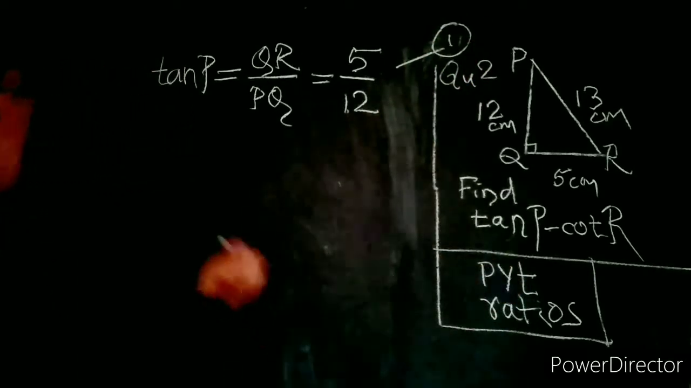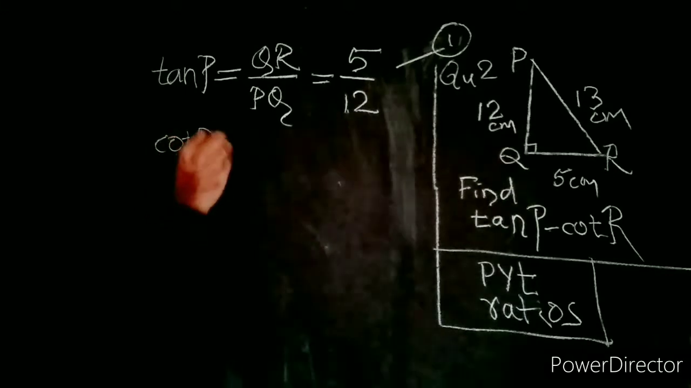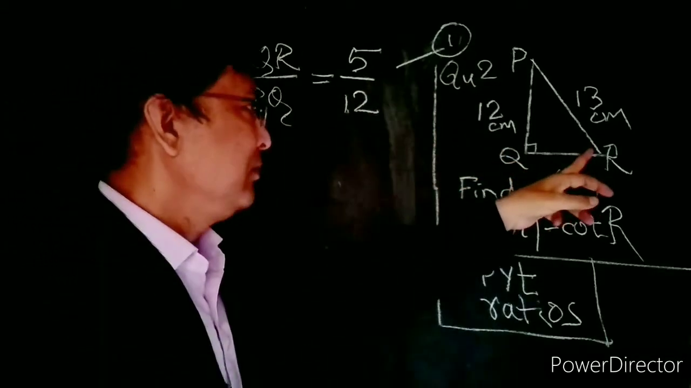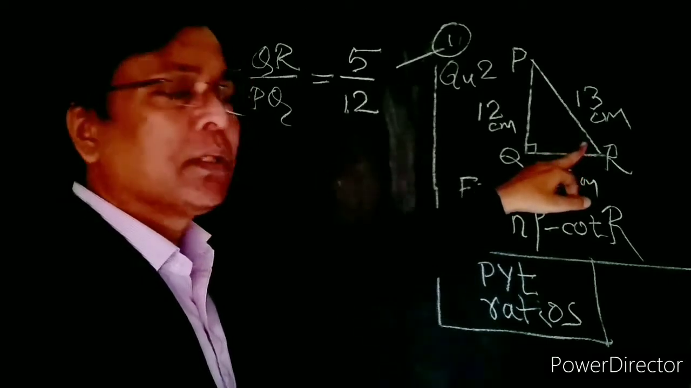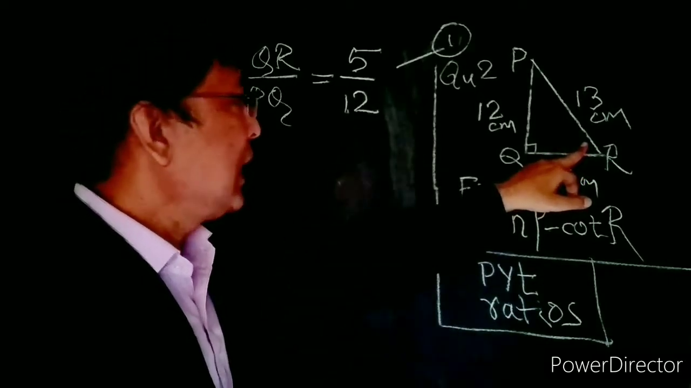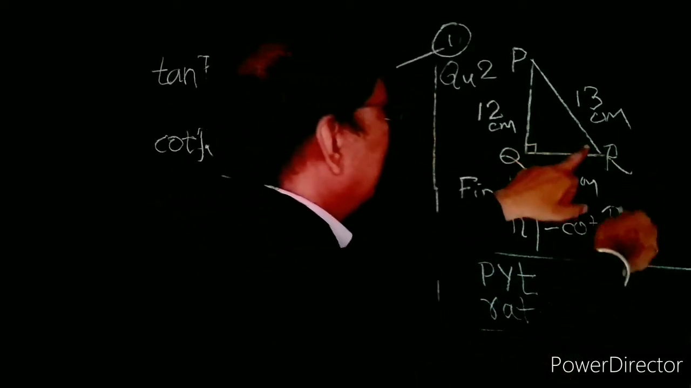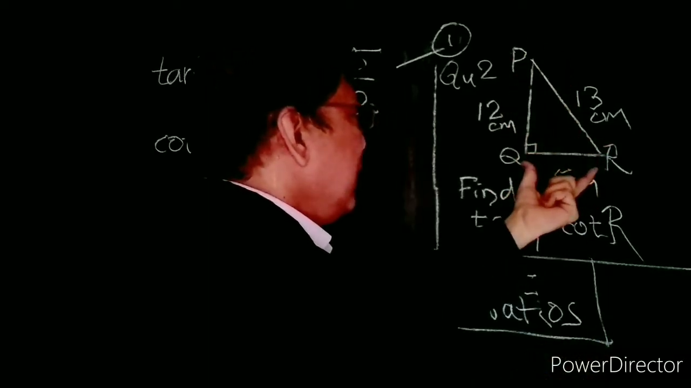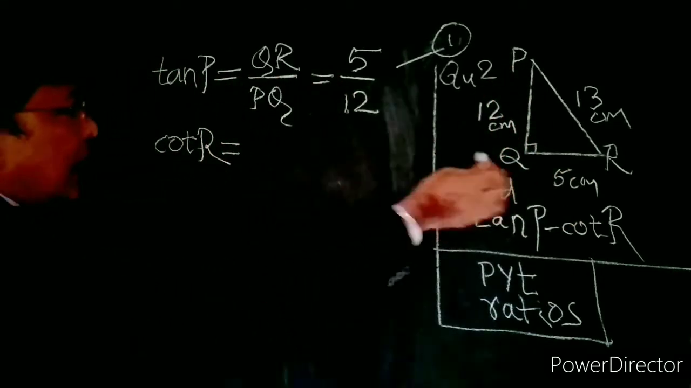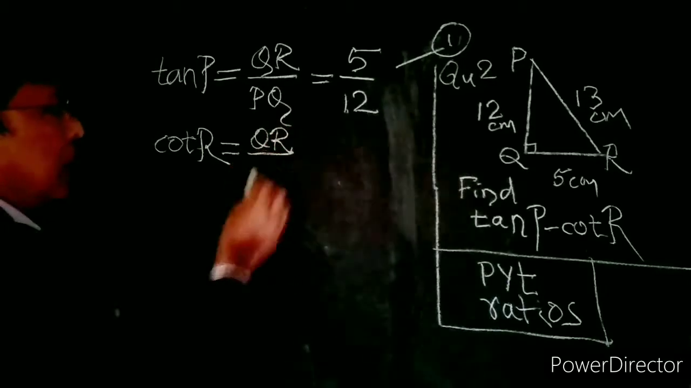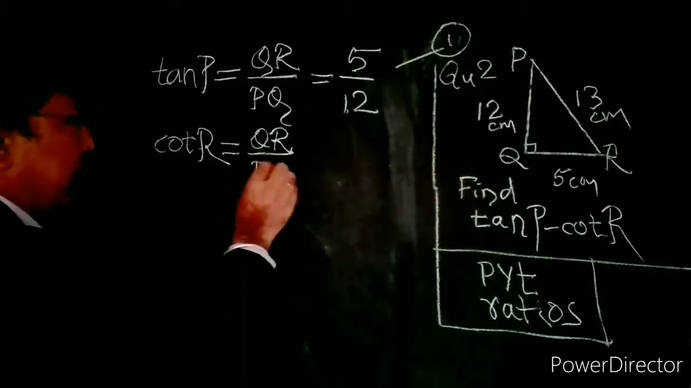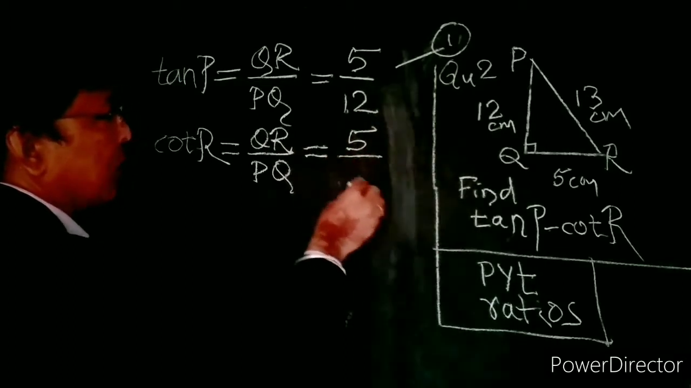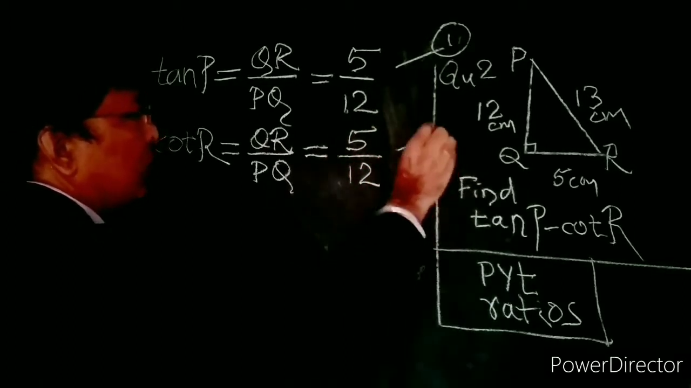Now let us find the cot R value. Now we have to observe this triangle from angle R. We know that cot means adjacent side divided by opposite side. Therefore, from angle R, adjacent side is QR divided by opposite side PQ. QR is 5 centimeter and PQ is 12 centimeter. I call this equation 2.